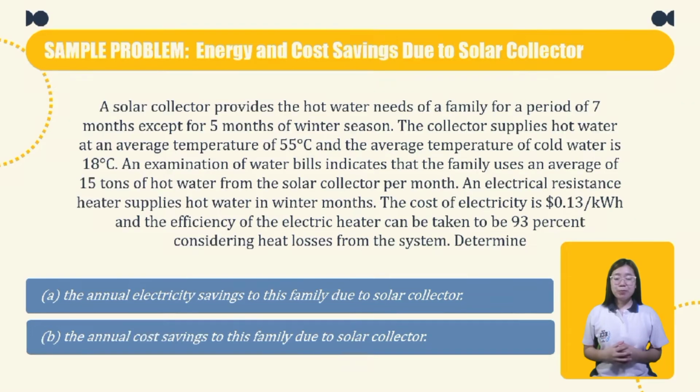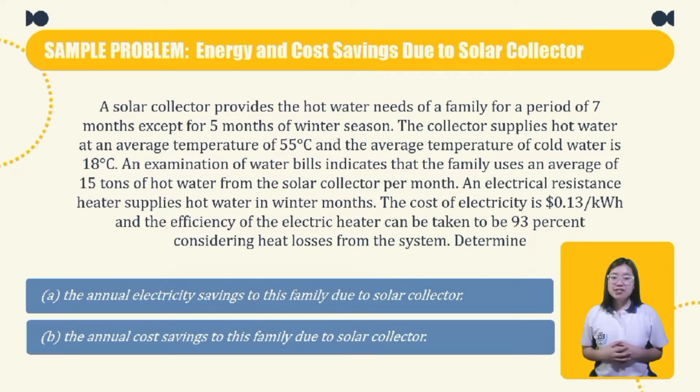For our next sample problem, we have here one about energy and cost savings due to a solar collector. As we can read here, a solar collector provides the hot water needs of a family for a period of 7 months, except for 5 months of winter season. The collector supplies hot water at an average temperature of 55 degrees Celsius, and the average temperature of cold water is 18 degrees Celsius. An examination of water bills indicates that the family uses an average of 15 tons of hot water from the solar collector per month.